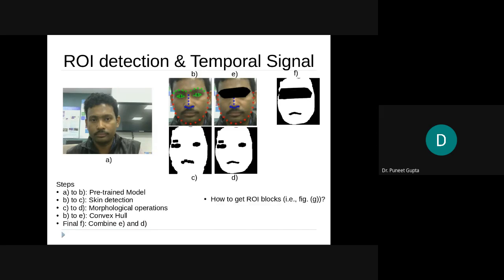Now, after that, as we have said, what we want is to have this region of interest. There is this one image that I have. Now, what we have done is divide it into non-overlapping square blocks. And whatever square blocks do not contain any black region, we consider as our ROI. Then from this ROI, we need to extract our temporal signal.